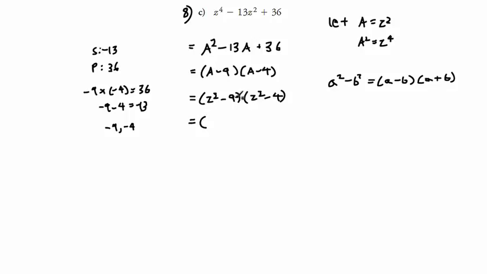So z squared minus 9, using this shortcut right here, we can factor this into z minus 3 and z plus 3. And z squared minus 4, we can factor that into, using the same rule, z minus 2 and z plus 2.